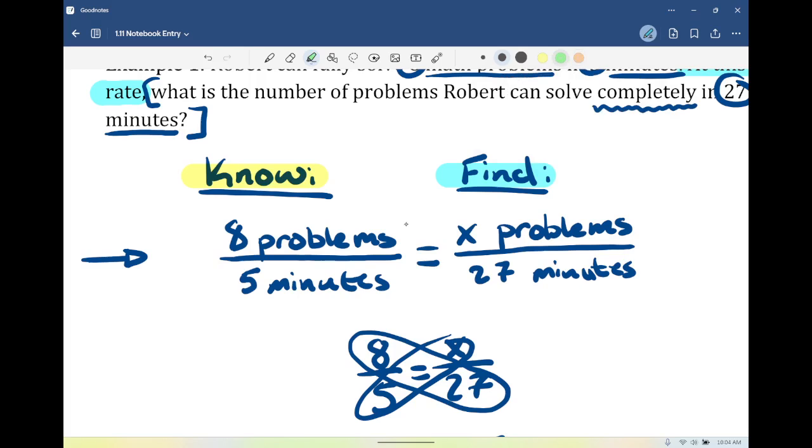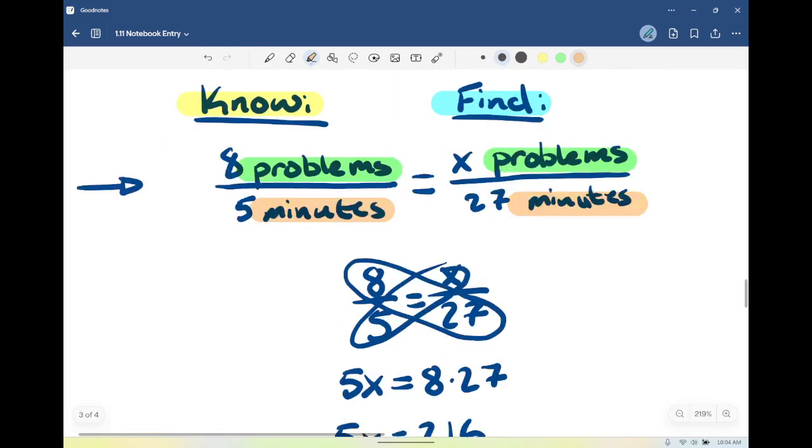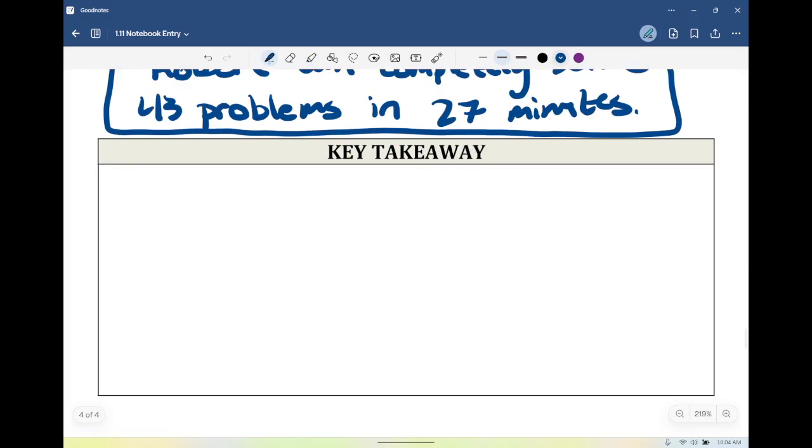I have problems over minutes on the right. Does that change? No. Problems over minutes. When we set up proportions, your units need to line up. You need the same unit left to right over the same unit left to right. And so I need that to be our key takeaway, because we're about to practice this, and this is going to be the number one error if we are not careful.